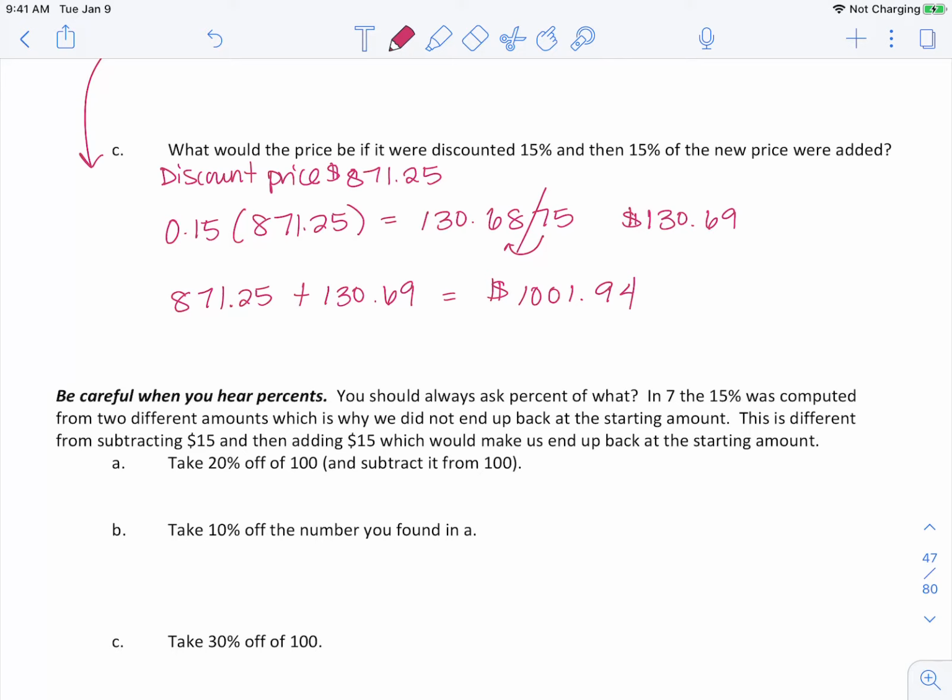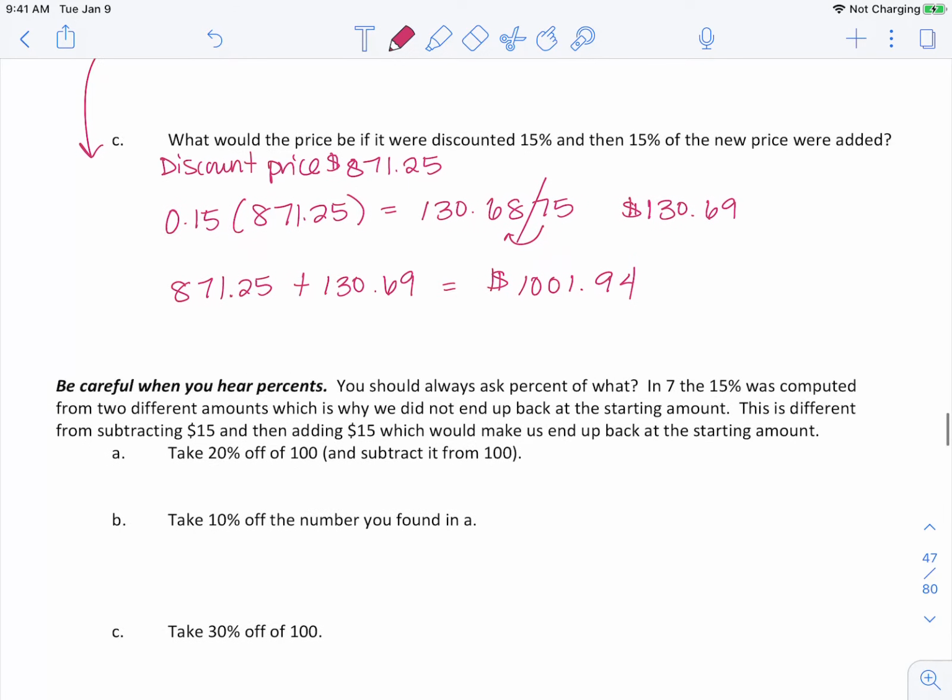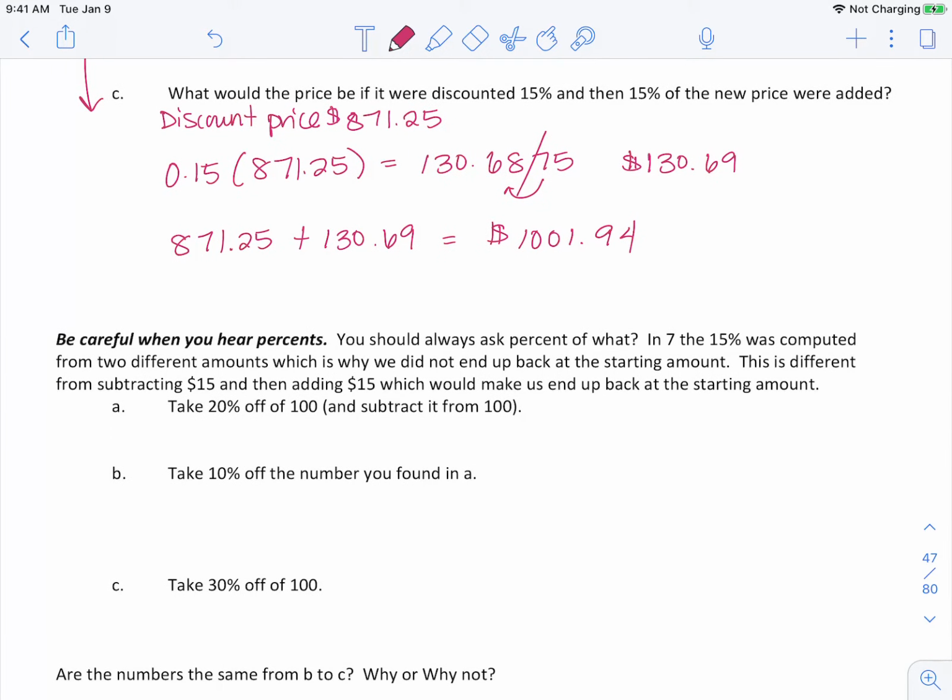So here's another example of this. So we take 20% off of 100 and subtract it from 100. So we have 0.2 times 100, which is 20. 100 minus 20 gives us 80. Take 10% off the number you found in A. So I'm going to do 10% times 80, and this is 8. So 80 minus 8 gives us 72. So we did 20%, then we did 10%.